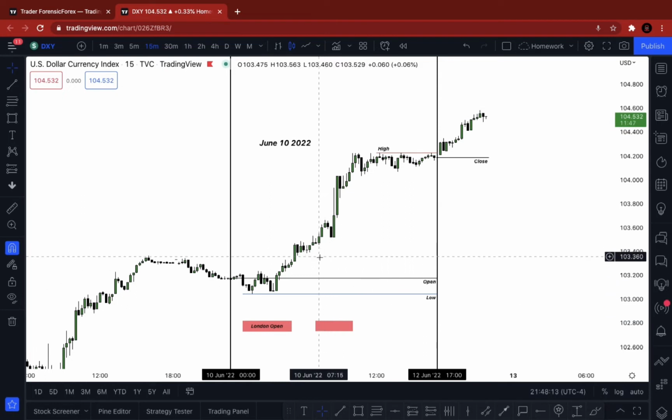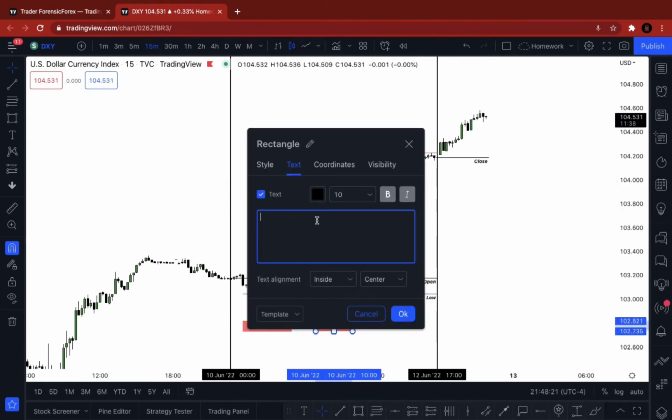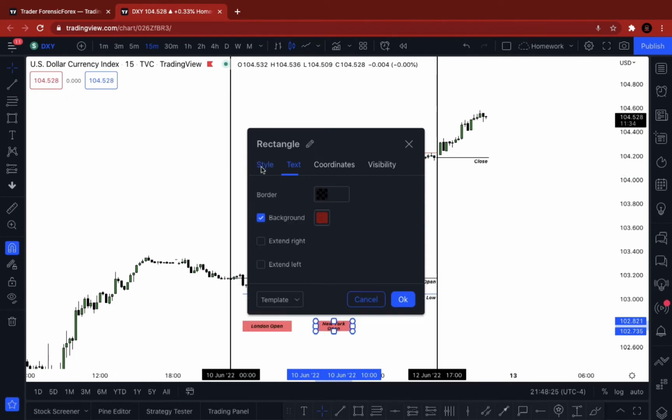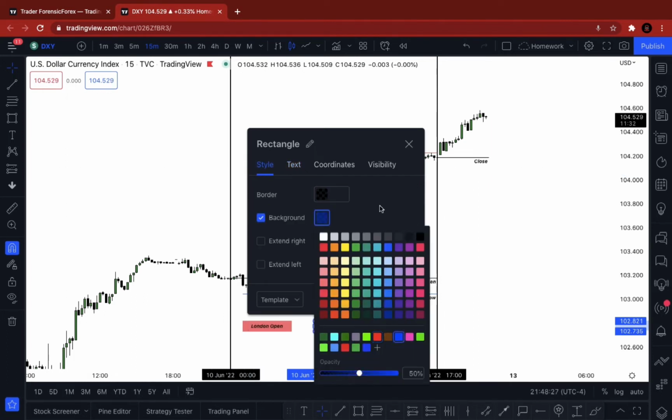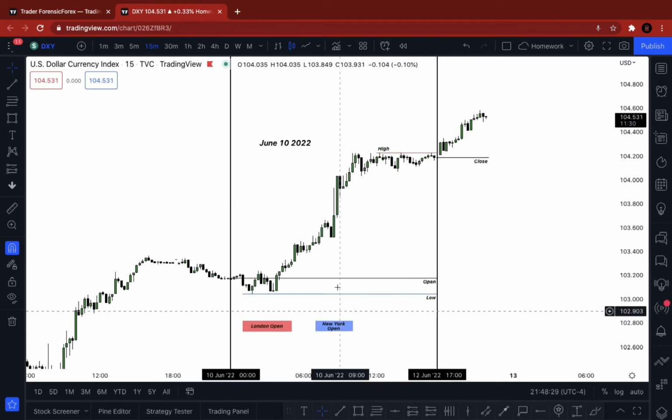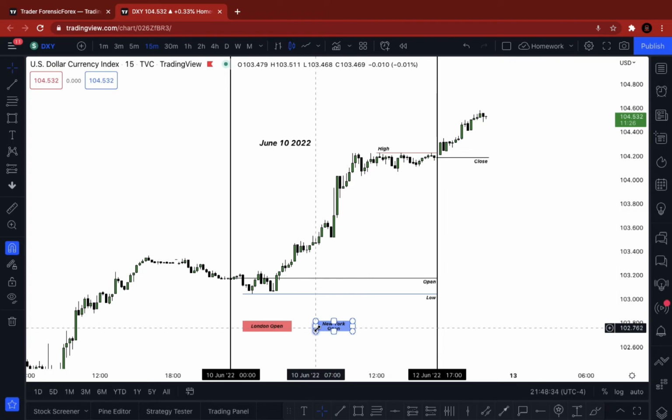There is an injection of volume into the market. Look how large these candles start to get during this session, this time period. This is what we call the New York Open. And we'll make that blue. As you can see here, there is some type of activity occurring within this time period from 7 a.m. to 10 a.m. The market is injected with volume and it speeds up.